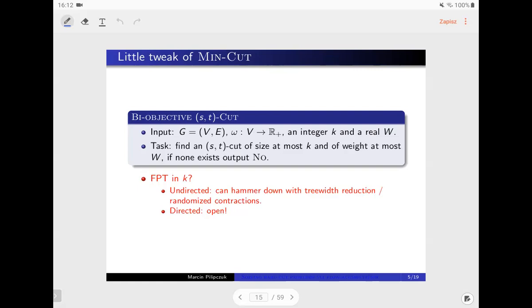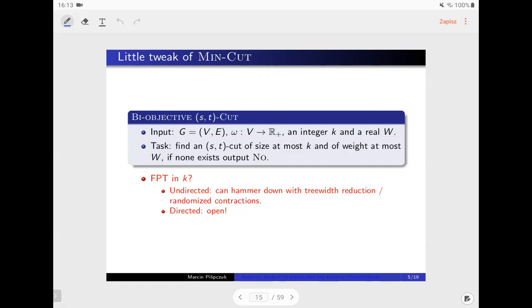It's actually quite complicated on details to work with, and you can hammer it down with that one. But because this technique is only for undirected graphs, it doesn't work for directed graphs, and we see no good reason, I mean, we cannot prove W[1]-hardness. I'm strongly convinced this problem should be FPT in directed graphs as well, but we don't know how to do it. It's actually open whether this problem is FPT.